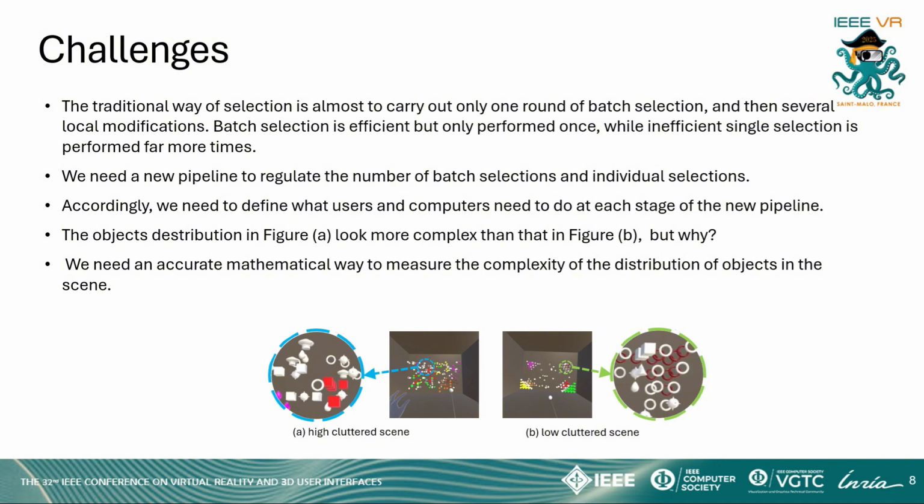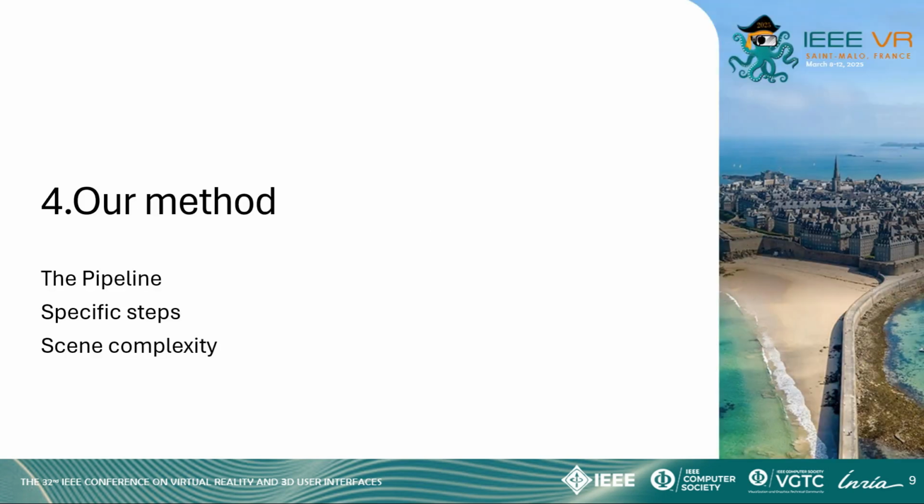The object distribution in figure A looks more complex than that in figure B, but why? We need an accurate mathematical way to measure the complexity of the distribution of objects in the scene.